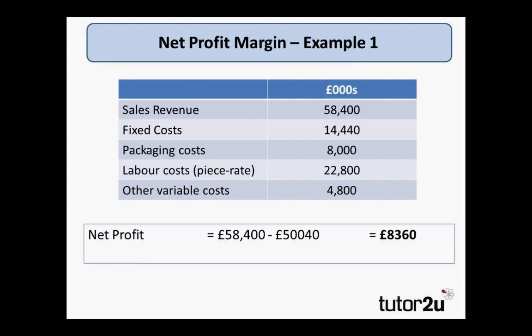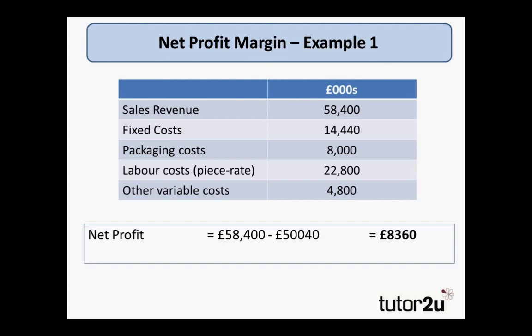And how we measure profitability is through the use of the net profit margin. So let's look at the net profit margin. Net profit is simply the difference between total revenue and total costs, and the net profit margin is the percentage return made on sales. And it's a very straightforward calculation. Net profit margin is calculated by net profit divided by sales revenue times 100.